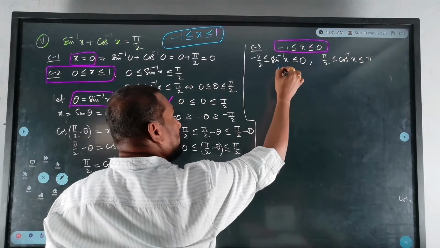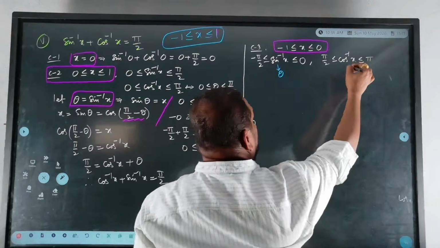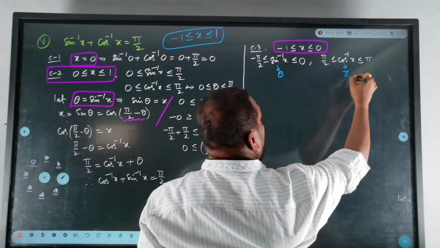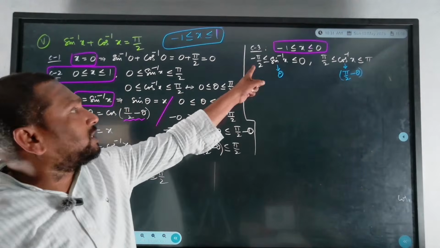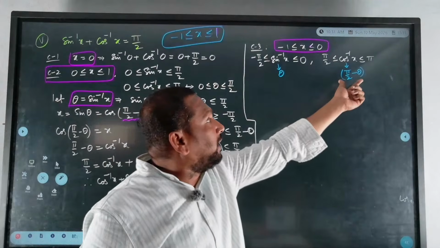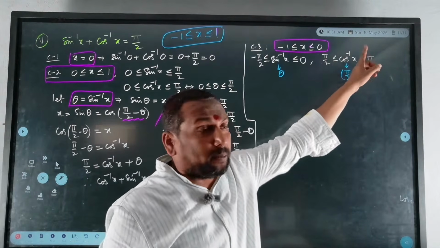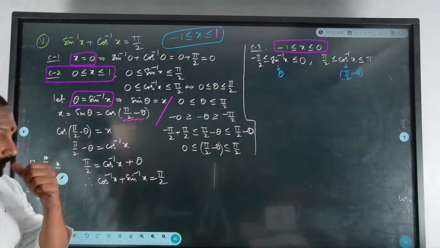So let it be theta, and the other is pi by 2 minus theta. So theta lies between minus pi by 2 and 0. Then pi by 2 minus theta lies between pi by 2 and pi. Whether it is possible or not, we have to verify. Okay. Right.